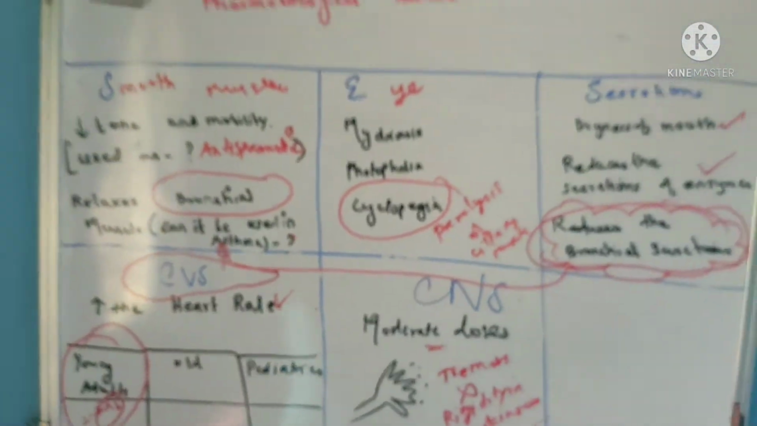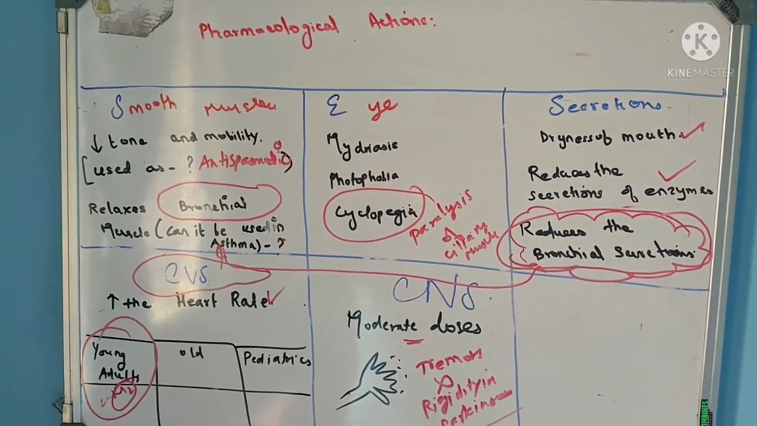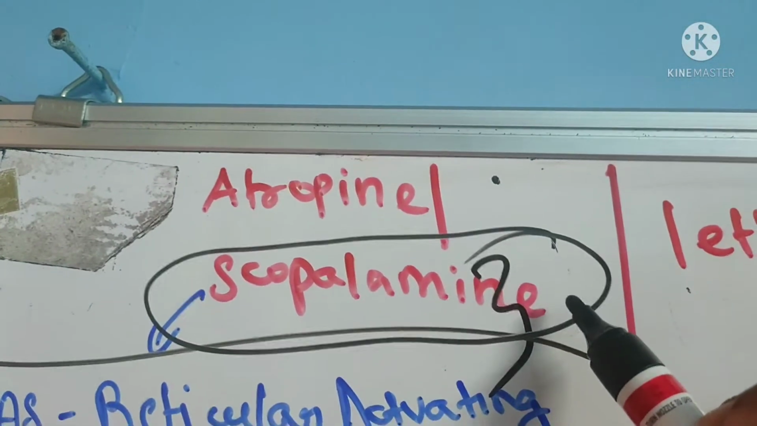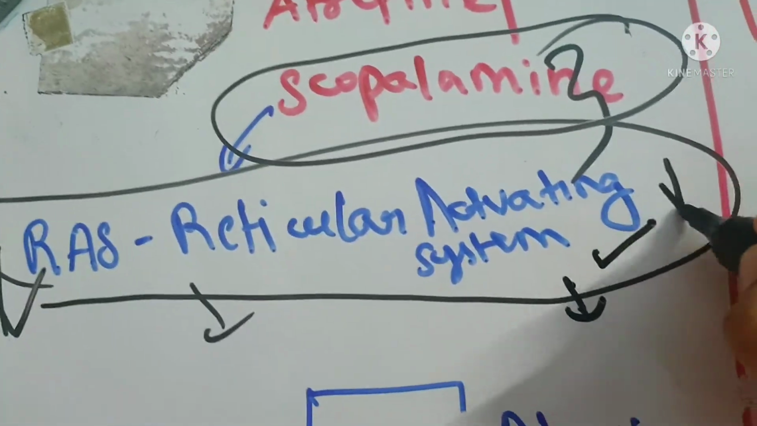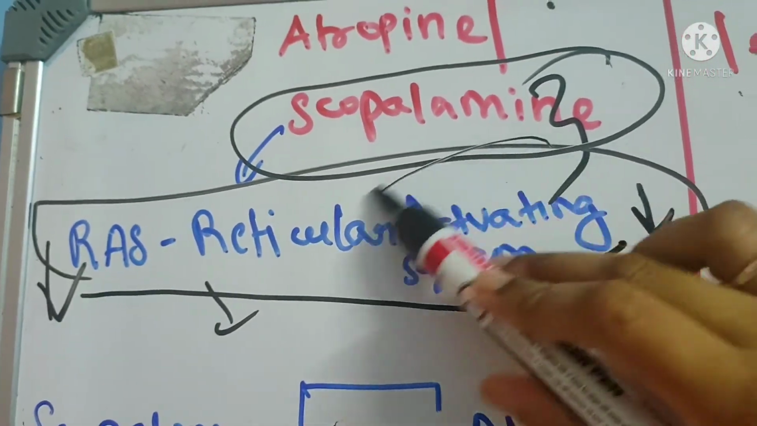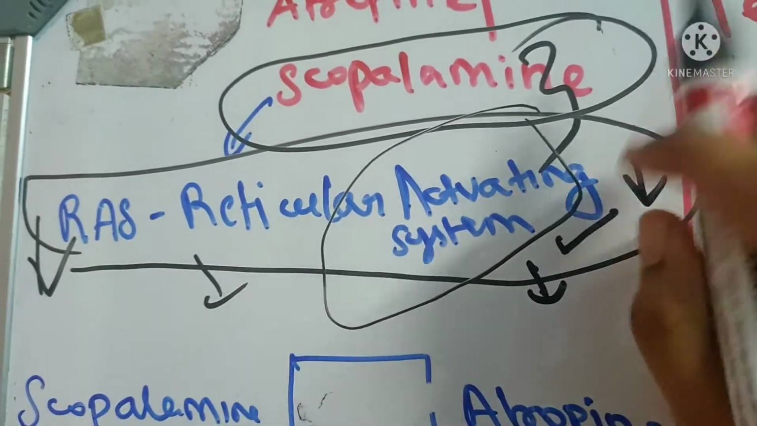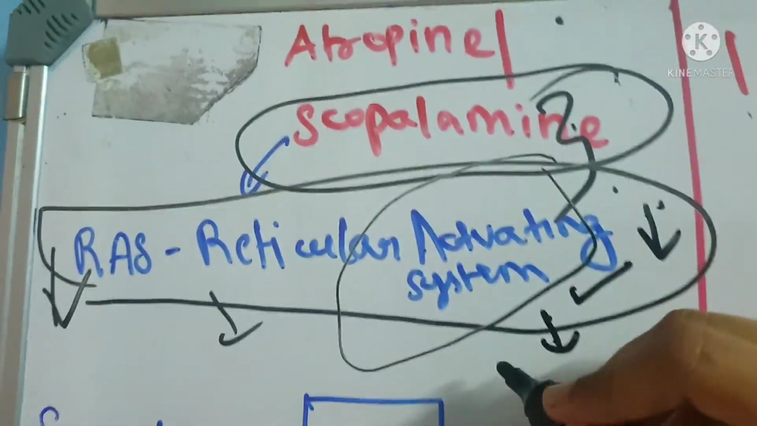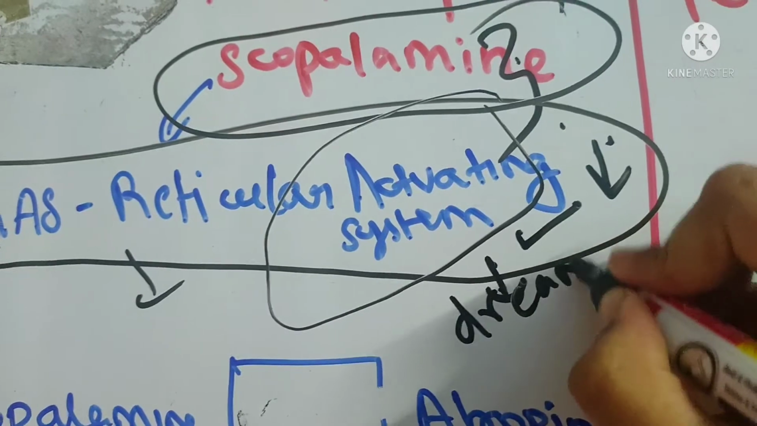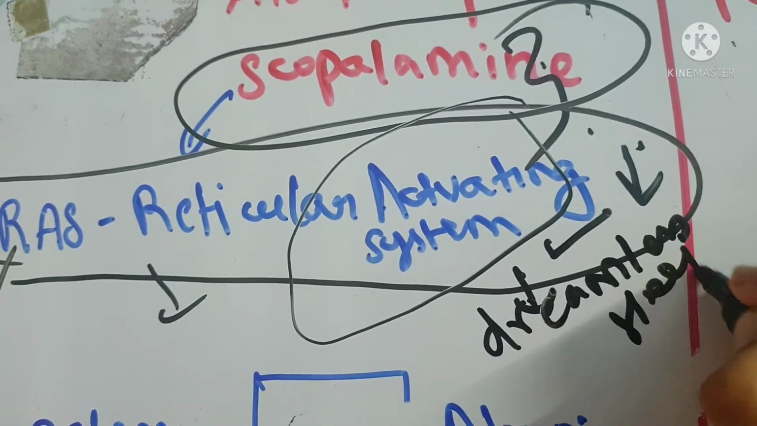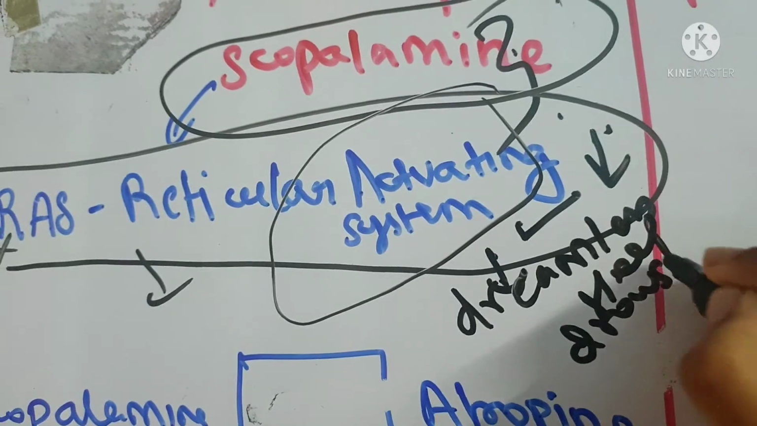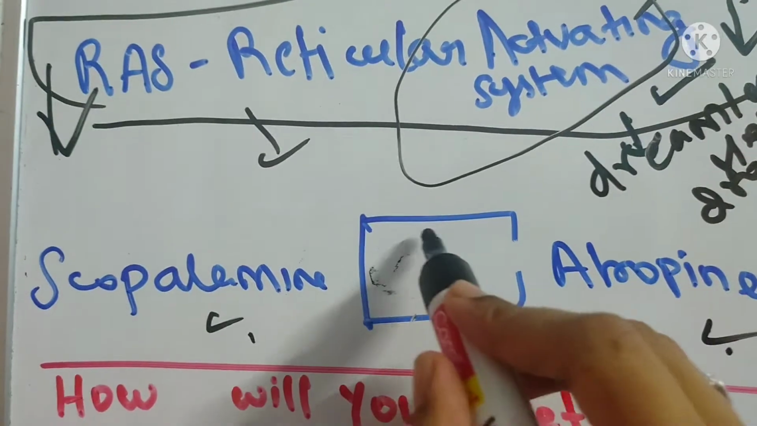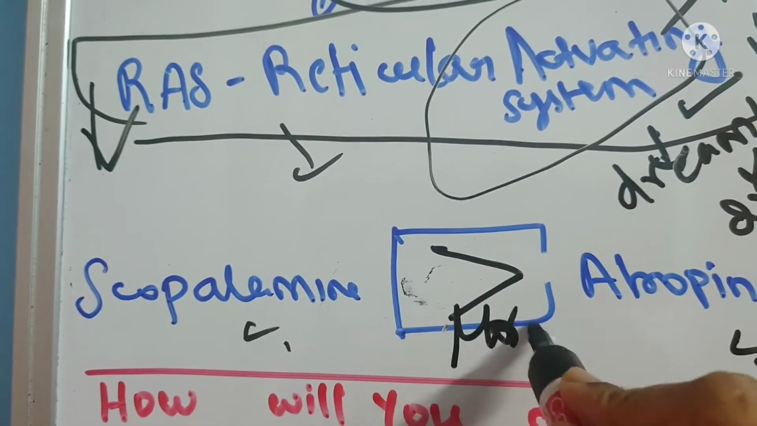So these are the pharmacological actions. The detailed note on atropine and scopolamine. When you compare atropine and scopolamine, scopolamine depresses the reticular activating system. You will know the role of the reticular activating system in sleep and wakefulness. Since scopolamine suppresses the reticular activating system, it produces a dreamless sleep, and it also causes drowsiness. And when you compare scopolamine and atropine, scopolamine is found to be more toxic than atropine.